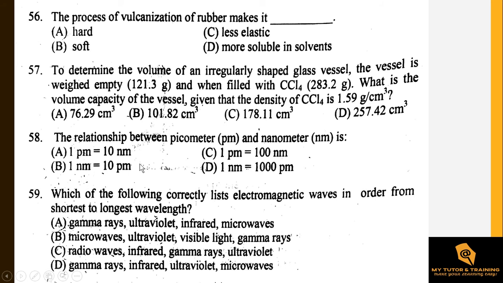Question number 59: which of the following correctly lists electromagnetic waves in order from shortest to the longest wavelengths? Based on their wavelengths the order of electromagnetic waves is gamma ray, then x-ray, then ultraviolet, visible, IR, microwave, radio and so on. So from this, choice A is the correct answer.